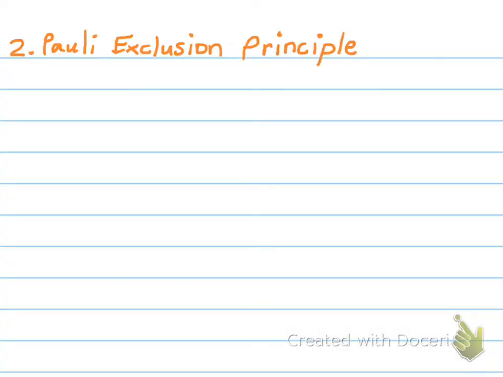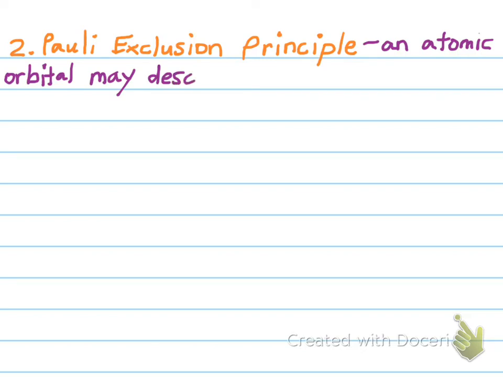So that was, again, our Aufbau principle. Our second rule that we have to follow when we're putting electrons in atoms is the Pauli exclusion principle, which says that an atomic orbital may describe at most 2 electrons. Now again, you've already seen this on that ChemQuest we did, right?